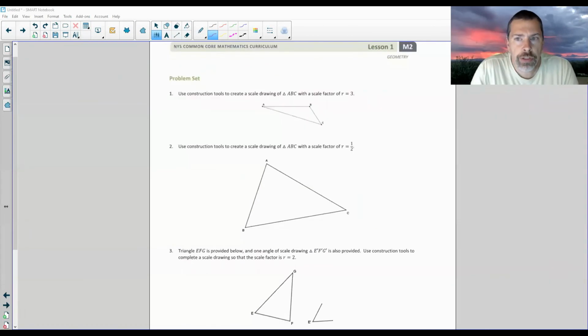Page 5 brings us to the end of lesson 1, module 2. Go do your problem set.